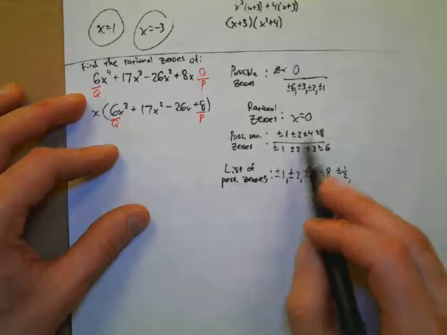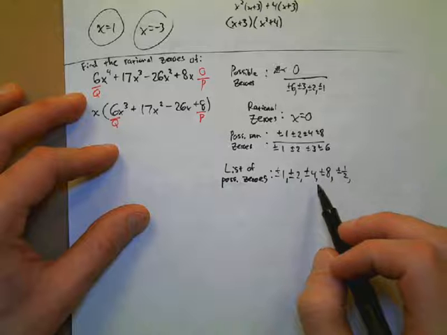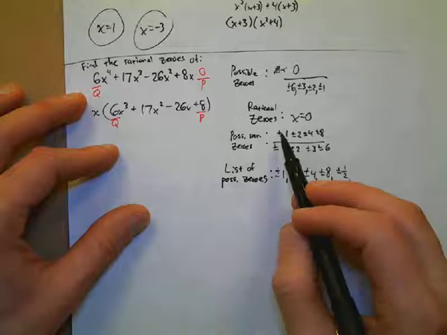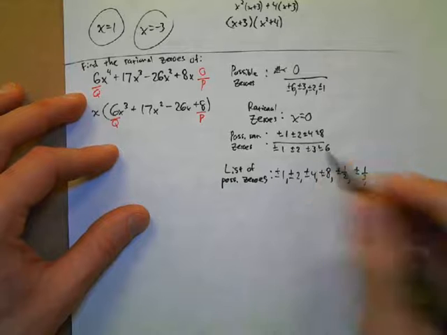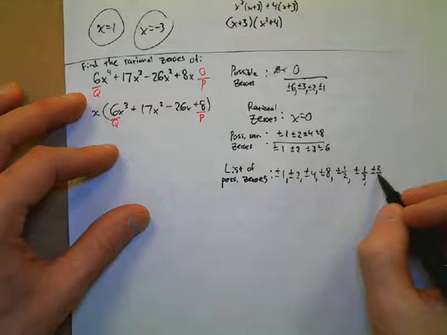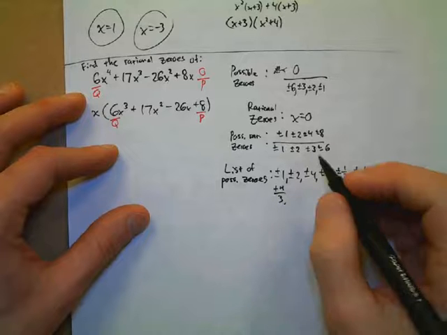And then lastly, we'll have the 6. So 1 over 6. 2 over 6, do I need to write that one down? No, because it's 1/3, right? So we got that one. How about 4 over 6? Nope, because I have 2/3. And what about 8 over 6? That reduces to 4/3. I've got that one already, so we're good there.